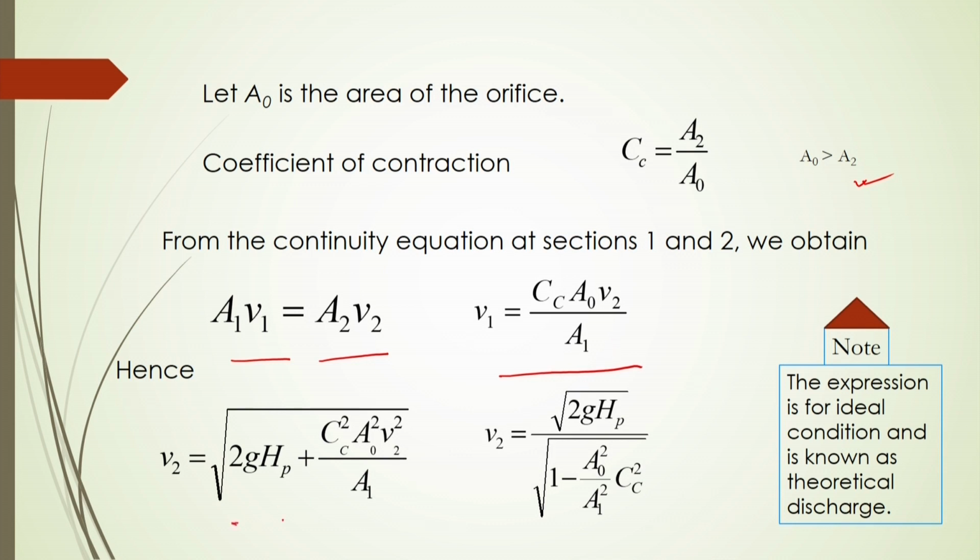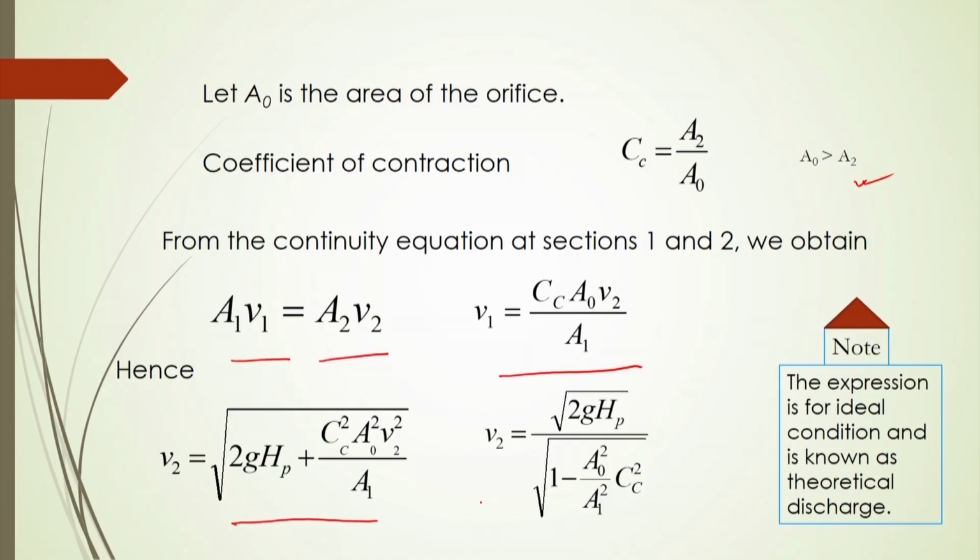Hence, V2 will be equal to root over 2g Hp plus Cc squared A0 squared V2 squared by A1.